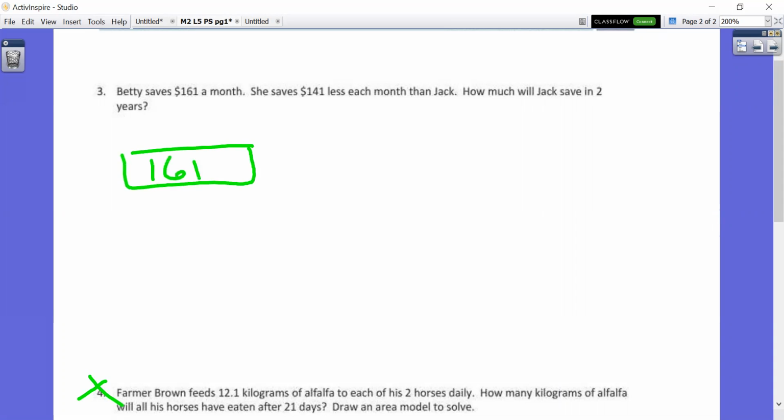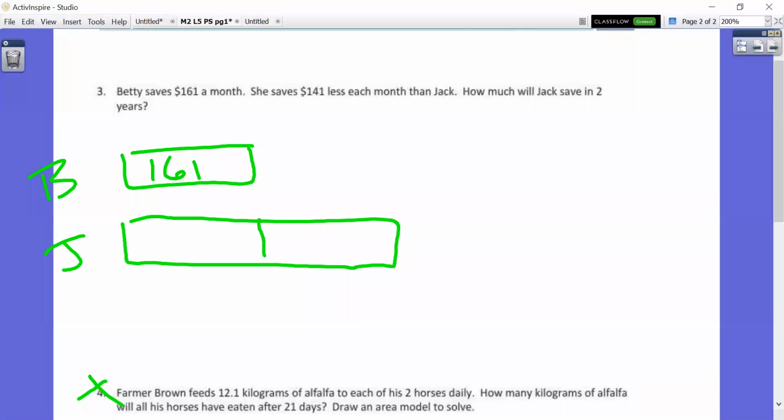She saves $161. This is Betty. And that is actually, Jack makes more because she makes less than him. We know that he makes $141 more because she makes 141 less. So we know he's 161 plus 141. But then it's asking how much Jack will save in 2 years. 2 years. Well, how many months are in a year?